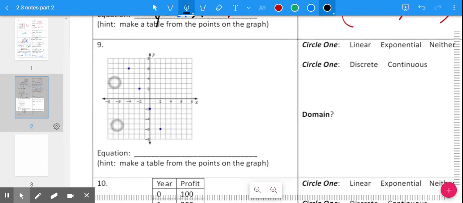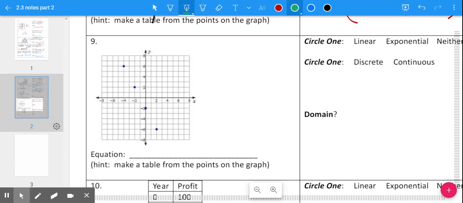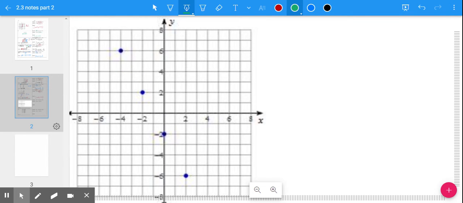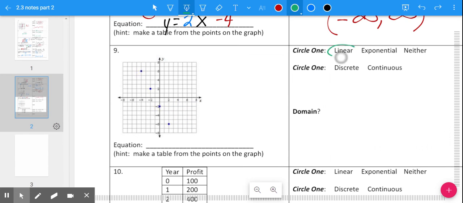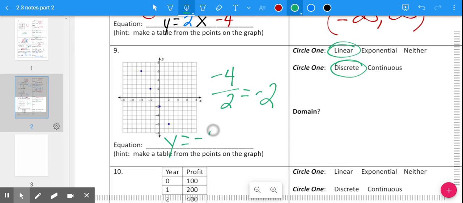For this one, if I check the slope of these points, I see that I go down 4 to the right 2 on each of them, but they are not connected by a line. It's still linear because it has the same rate of change, down 4, right 2. But because it's dots on a graph, it's discrete, and our slope is -2. So when we write our equation, we have y equals -2x, and your y-intercept is -2.